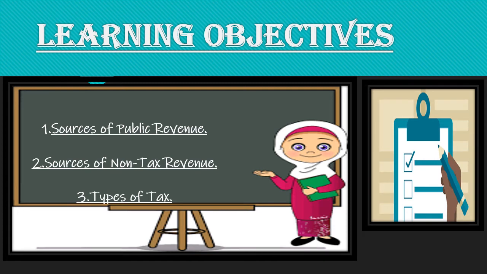Now, let's have a look at the topics which we are going to cover in this video. As I told you, in the previous video, I just explained the meaning of public revenue. In detail, we studied public expenditure. Public revenue is the income of the government earned from various sources. Today you will learn the sources of public revenue: what are the sources through which the government earns income? Then sources of non-tax revenue, and the last one is types of tax.